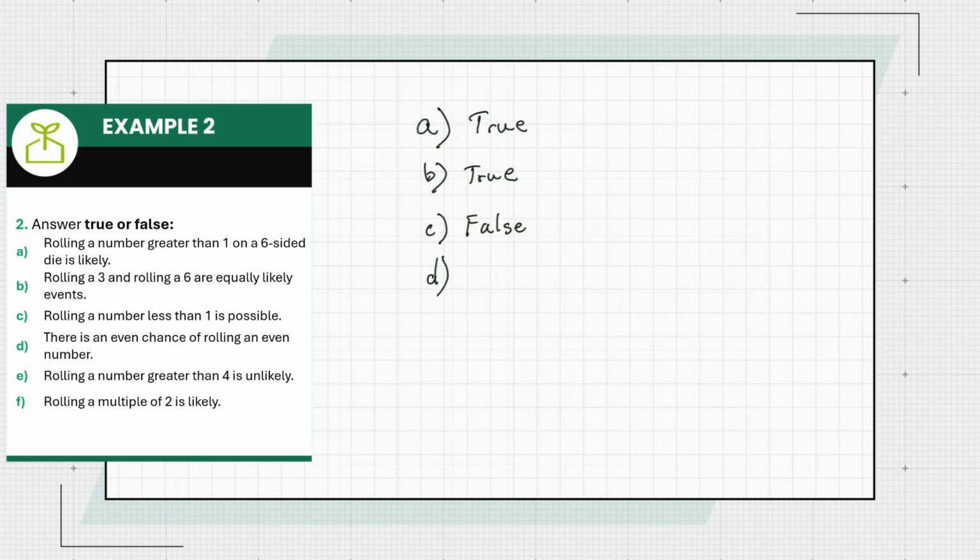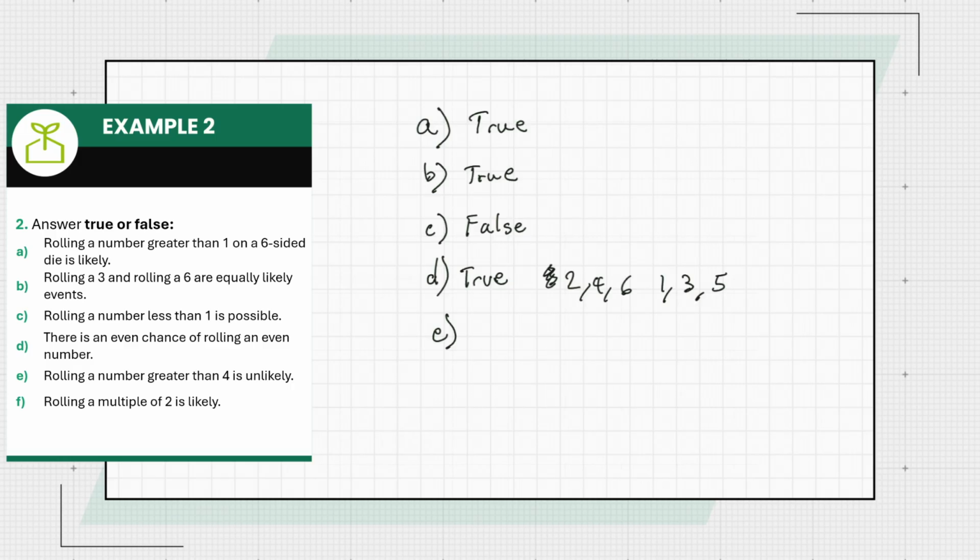Okay, D, there is an even chance of rolling an even number, and that's true. There are 3 even numbers, a 2, a 4, and a 6, and there are 3 odd numbers, a 1, a 3, and a 5. They both have 3 outcomes of the 6. So in either case, there is an even chance of rolling an even number and an even chance of rolling an odd number.